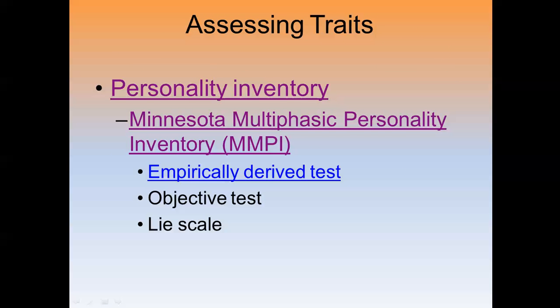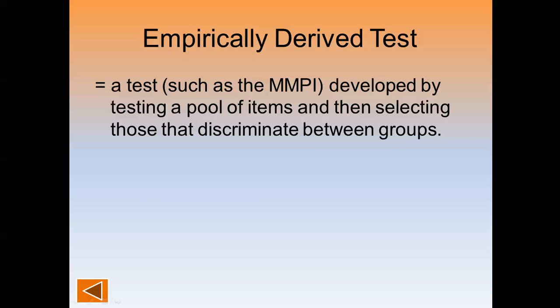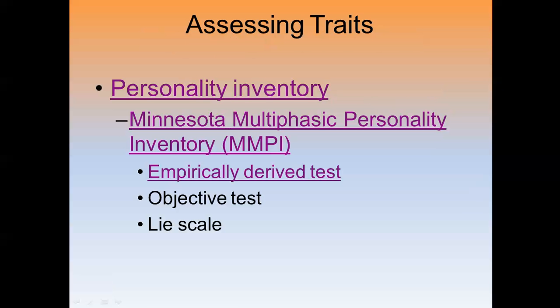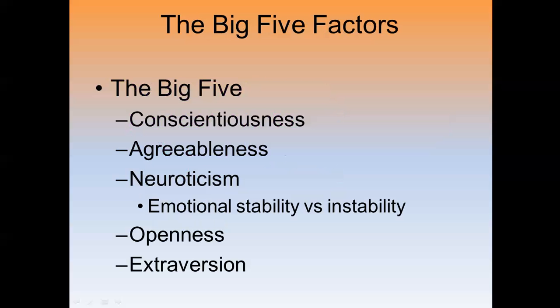The MMPI items were what we call empirically derived, which means that it's from a large pool of items. The test developers selected those items on which particular diagnostic groups differed. The objective scoring of the test does not guarantee its validity. For example, those taking the MMPI for employment screening may give socially desirable responses that create a good impression. And we're going to talk about what that means.